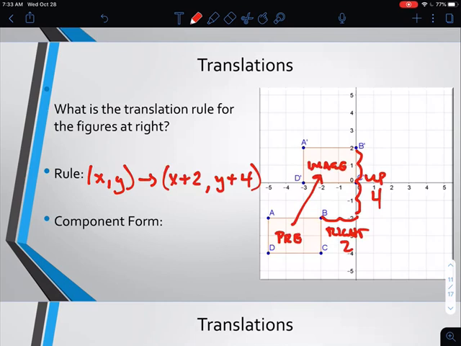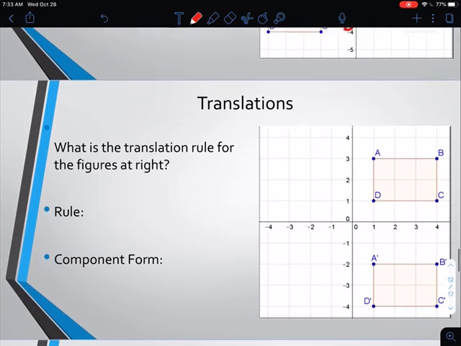In component form, I don't need the x's and y's. All I need are the numbers. So we said we had positive 2 and positive 4. And then don't forget those arrow brackets with the points. Okay, so that's what we're looking at there.